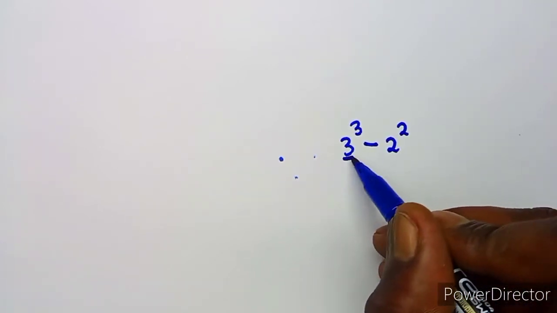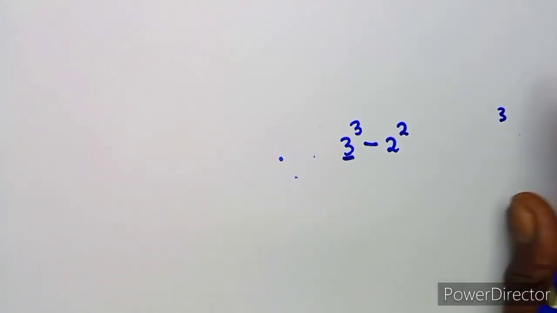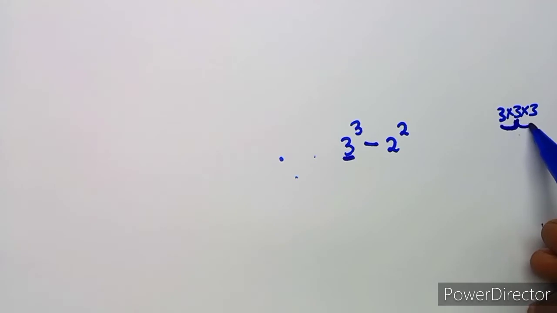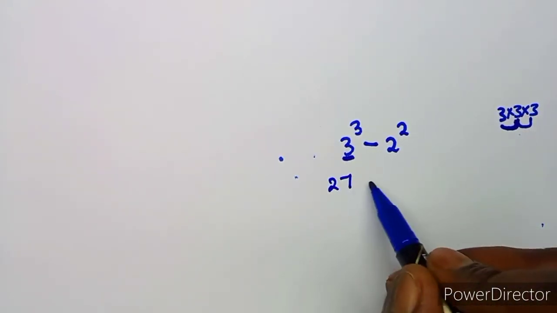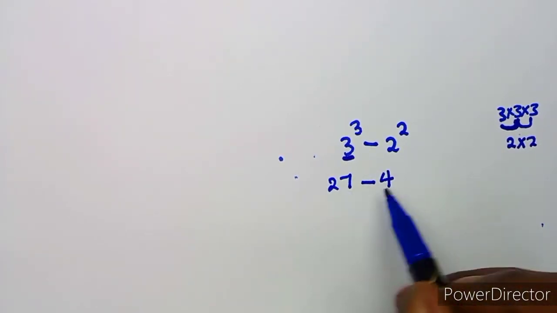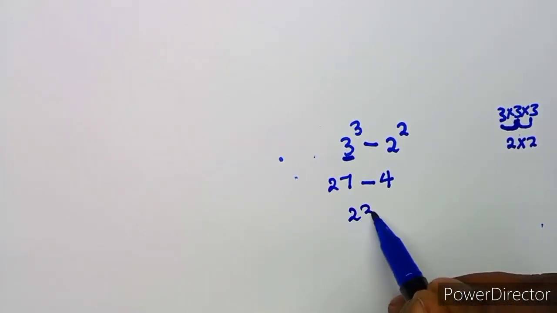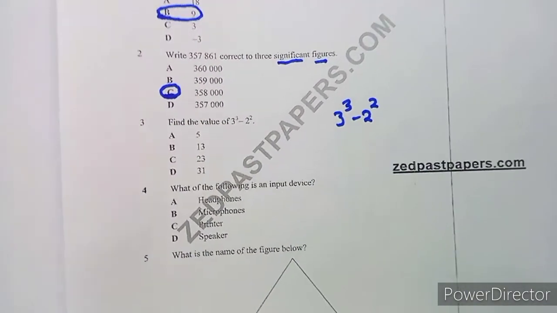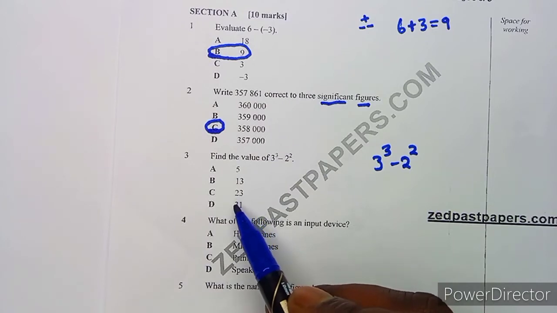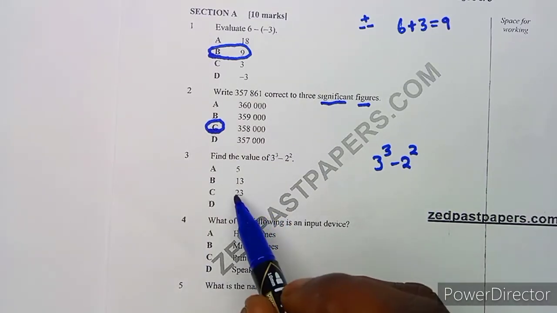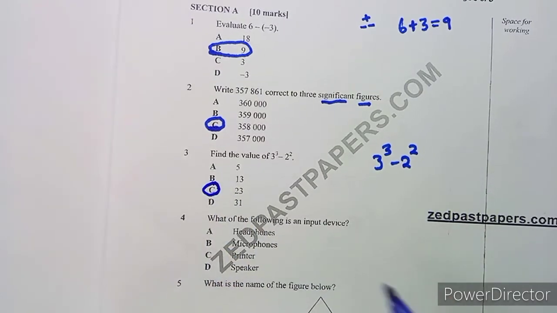I know this is going to multiply itself, 3 times 3 times 3, which is going to give me 27 if I multiply properly, because this is 9 times 3, which is 27, minus 2 squared, that is 2 times 2, which is simply a 4. So you can simply subtract, and this is going to give us 23. Is it 23, guys? Okay, that is a 23 in this case, which is actually on C. All right, so this is where we are having our C there.